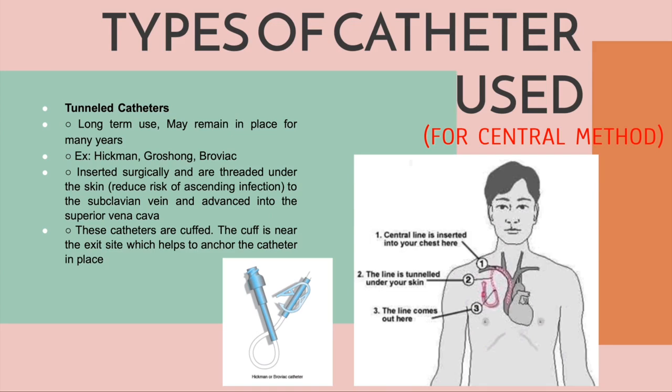So these catheters are inserted surgically and are threaded under the skin to reduce risk of ascending infection to the subclavian vein and advanced into the superior vena cava. These catheters are cuffed, as you can still see in the smaller picture. The cuff is near the exit site, which helps to anchor the catheter in place. The bigger picture shows how the central line is inserted, tunneled, and where the line comes out.